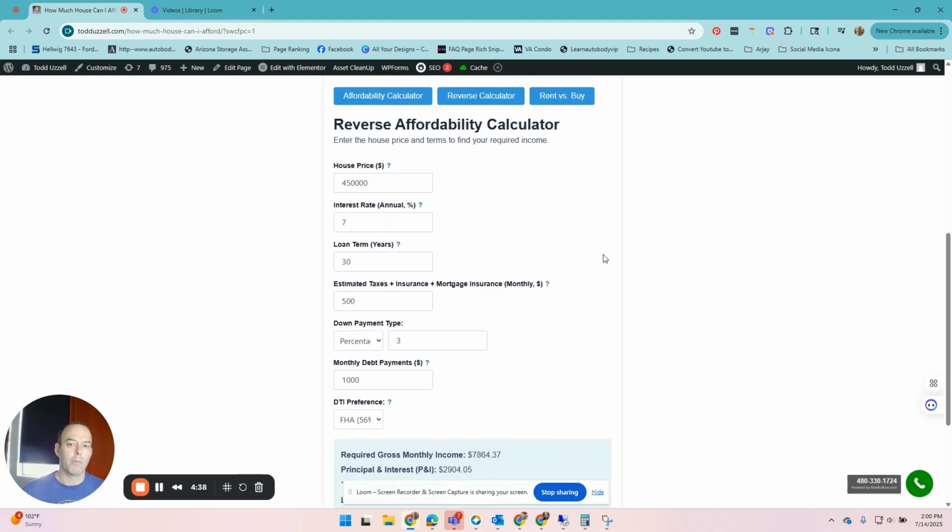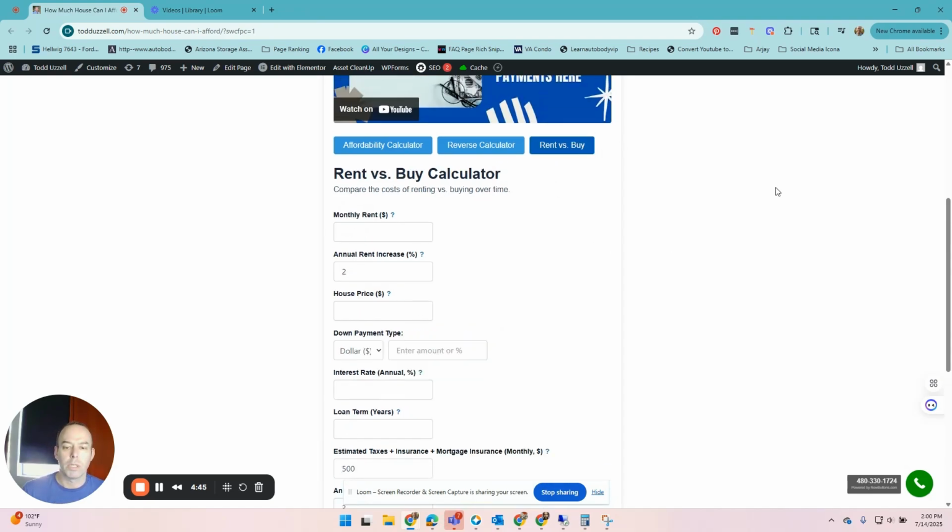And we always give you both options when we're running through. After you've done an application, we'll give you both options so you can see what makes the most sense. So let's move on to the rent versus buy calculator.